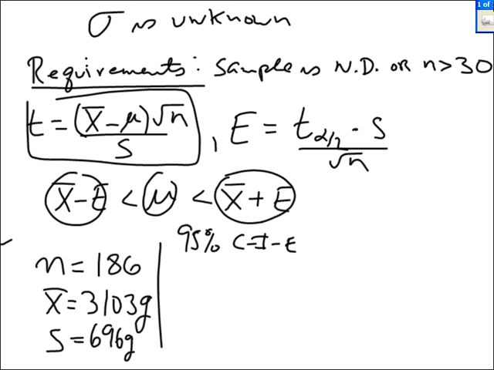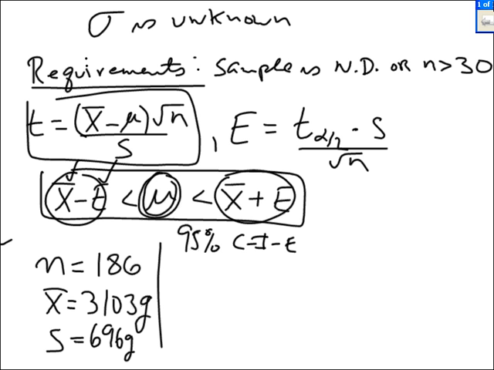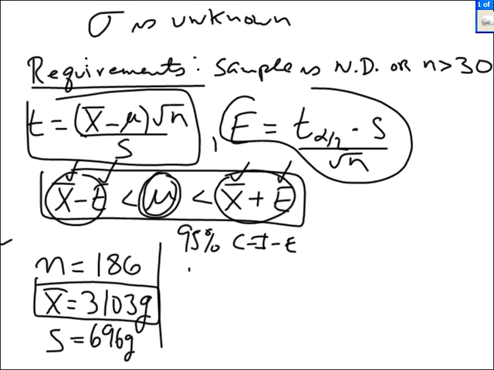So, to do that, you're not going to find mu, but you need to know x bar and E. Well, how nice. We have x bar, so we need to find E. Well, here's a formula to find E.